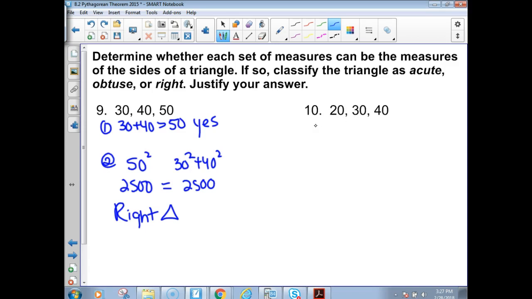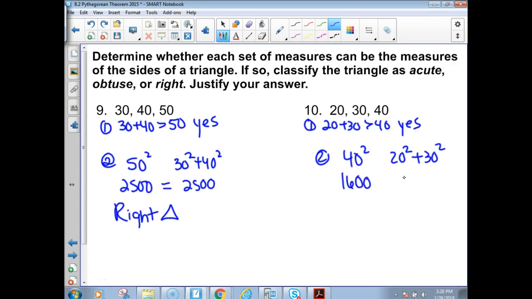Now this one, start first. Decide, is it a triangle? 30 plus 40 is greater than 40, yes. Then you classify it for step 2. You start with the 40 squared, and you compare it to 20 squared plus 30 squared. 40 squared is 1600. 20 squared plus 30 squared would be 400 plus 900, which is 1300. So 1600 is greater than 1300, so this triangle is an obtuse triangle.